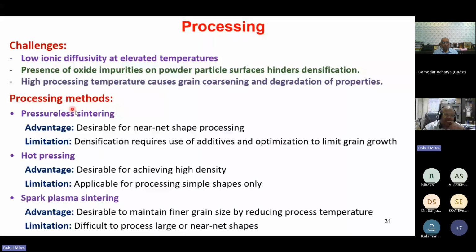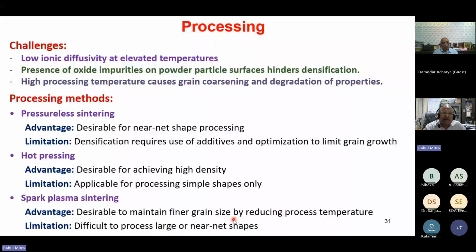So the processing methods are pressureless sintering. It is desirable for near net shape processing, but densification requires use of proper additives to reduce the oxide impurities on the surface and to limit grain growth. And the other option is hot pressing, which is desirable for achieving a high density, and it is applicable for processing simple shapes only. So that is a disadvantage. Spark plasma sintering is another process which is desirable to maintain finer grain size by reducing processing temperature, but it is difficult to process large or near net shapes by SPS, which is a short form of spark plasma sintering.